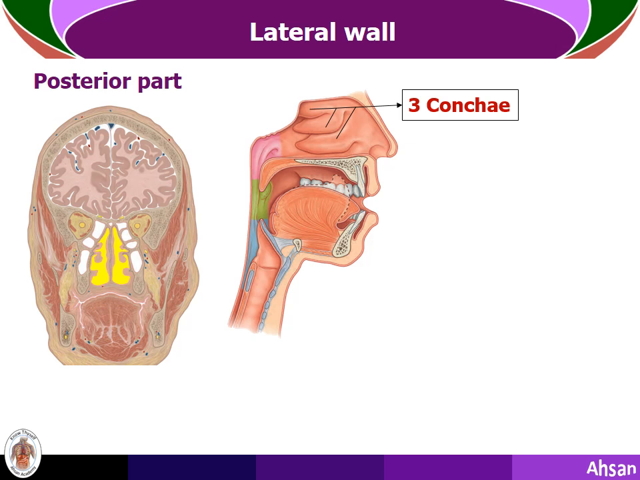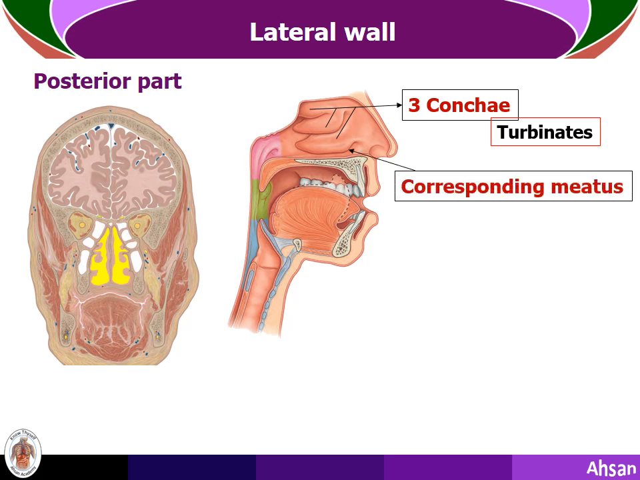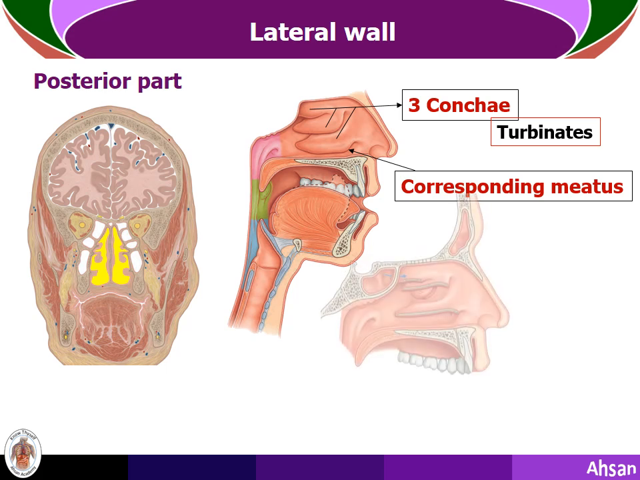You can see the posterior part, and there are three shelf-like projections. Each is known as a concha. So the lower one is the inferior concha, then the middle and the superior concha. These are clinically also known as turbinates. Corresponding groove-like spaces are there. These are known as meatus. So below the inferior concha is the inferior meatus. Under cover of the middle is the middle meatus, and under cover of the superior is the superior meatus.